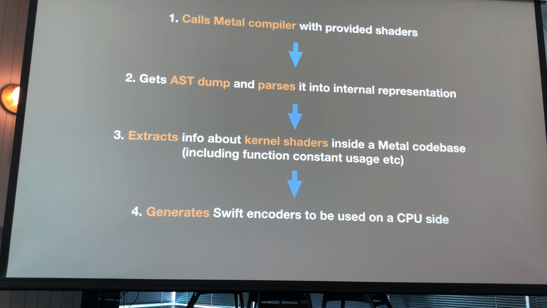Function constants is just like compile time constants from the Metal language. So if the shader appears to be using them, I smartly generate an initializer that accepts the compilation values. So you have fully fledged generated Swift code from your shaders right away.